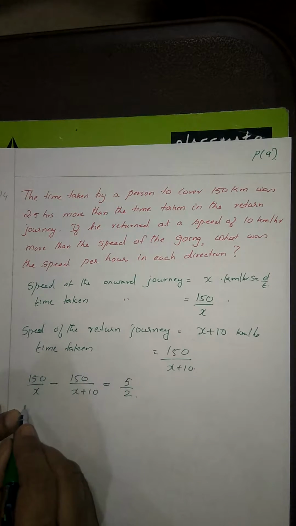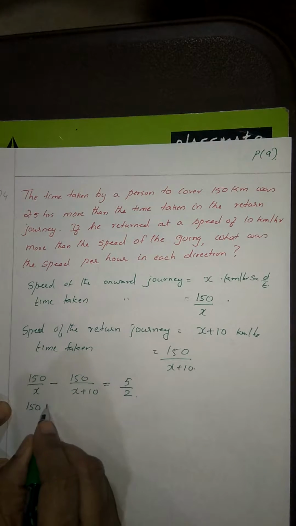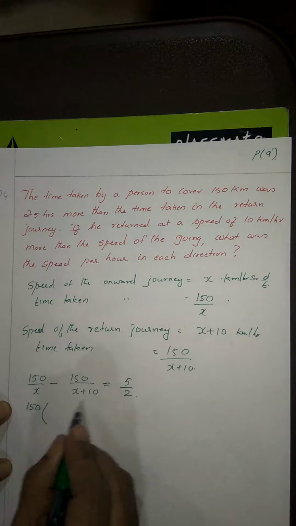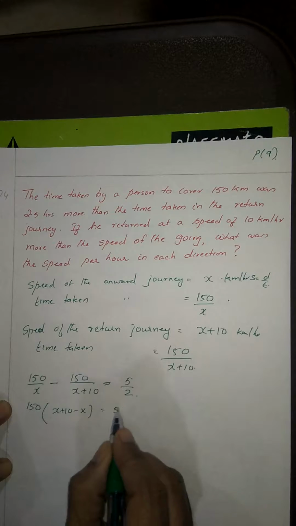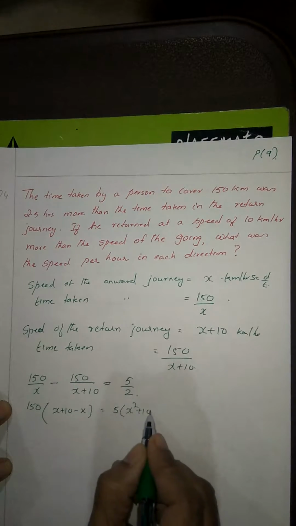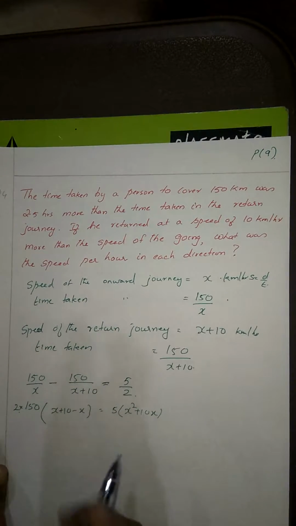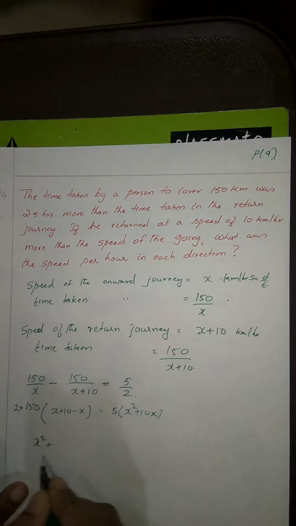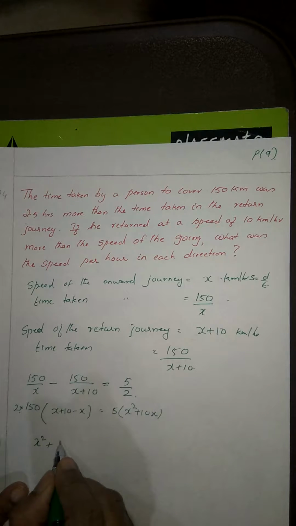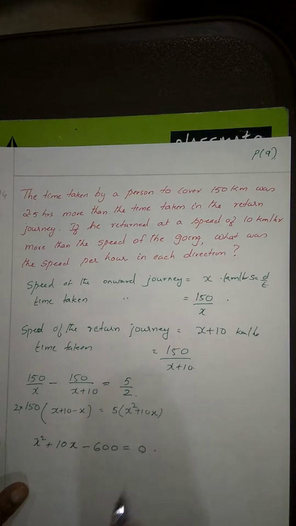So you can write this as 150 into x plus 10 minus x over x into x plus 10, and this will become 5 into x squared plus 10x, and this 2 also will go here. So simplifying, you get it as x squared plus 10x minus 600 is equal to 0.